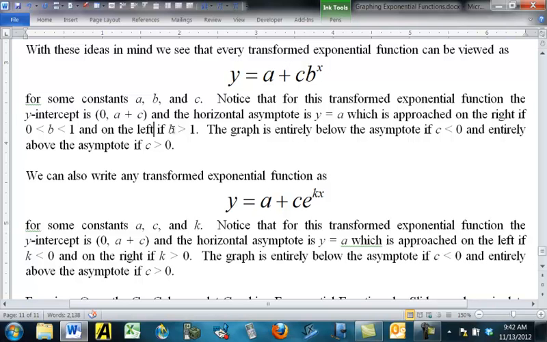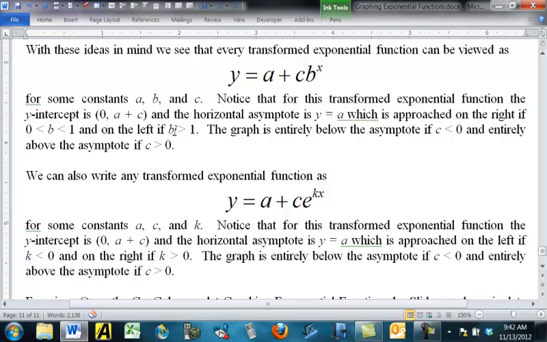Another way to write this is in terms of e. So we could always write this as y equals a plus c times e to the kx. Here I've just replaced b by e to the k, which is what it is. And now your constants, well, e is a constant, but it's a specific constant. It never changes. It's kind of like pi, just a naturally occurring irrational number. But a, c, and k are constants that are parameters. They can change, and each time you change them, you get a different function. And so here we get y equals a plus c times e to the kx, where a, c, and k are some constants.